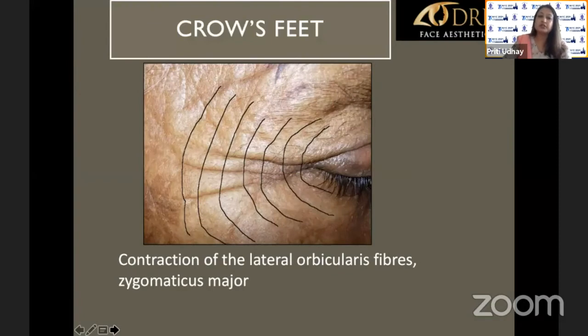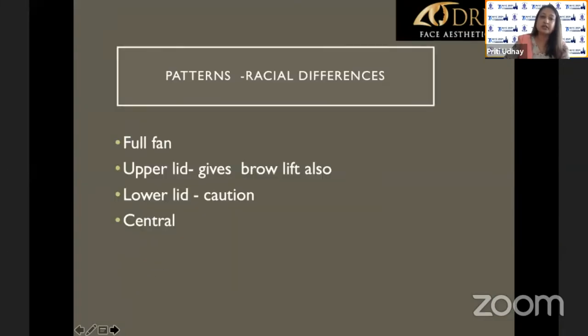Now, coming to the crow's feet, again, this is because of contraction of the lateral orbicularis. The upper part of the lateral orbicularis is also a brow depressor, and therefore, when you give an injection there, the brow will get elevated, which is a desired effect. Now, this also has various patterns like the full fan, the upper lid, lower lid, and the central. The full fan and upper lid are desirable. They are easy to do.